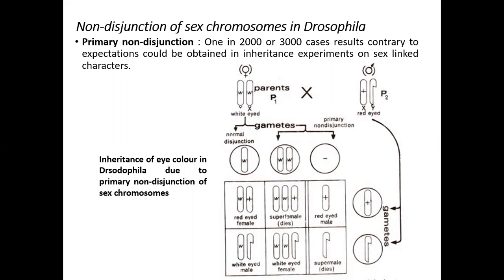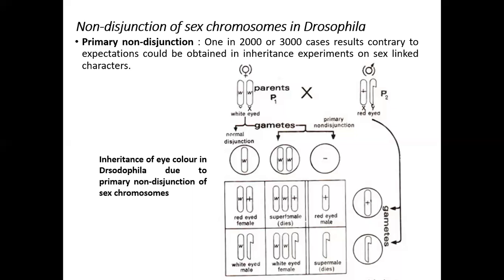The phenomenon of non-disjunction means the absence of separation of two homologous X chromosomes during anaphase 1 of meiosis. Instead, both chromosomes go together to the same pole. This does not happen regularly, only about 1 in 2000 or 3000 in crude sampling methods. That is a primary non-disjunction.